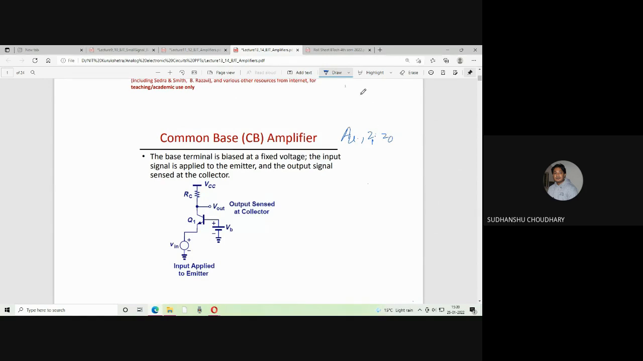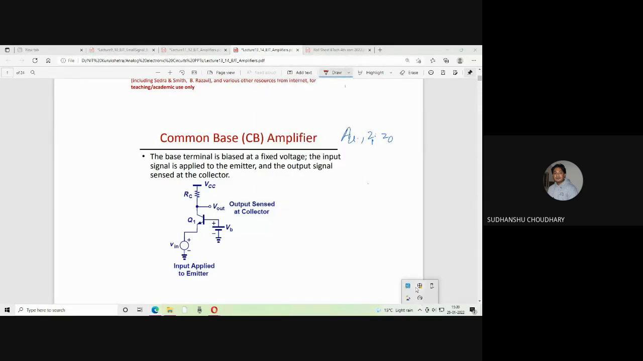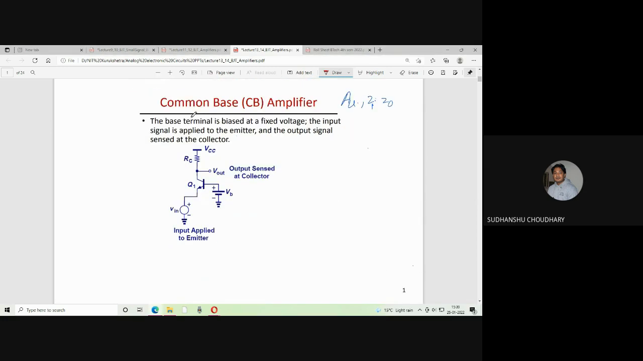Okay. So now let us extend the same analysis to another configuration, that is common base. We'll extend the same analysis to this common base configuration, and we'll try to find out the same small signal parameters for this configuration.